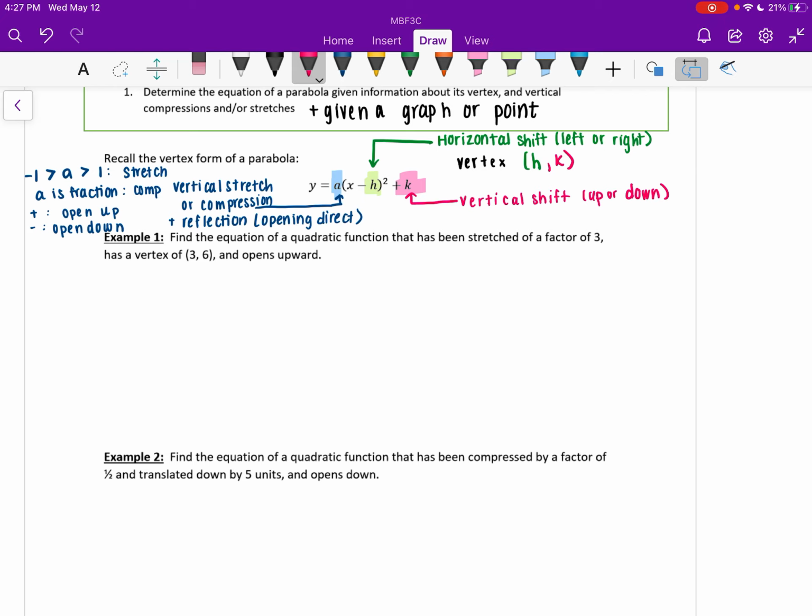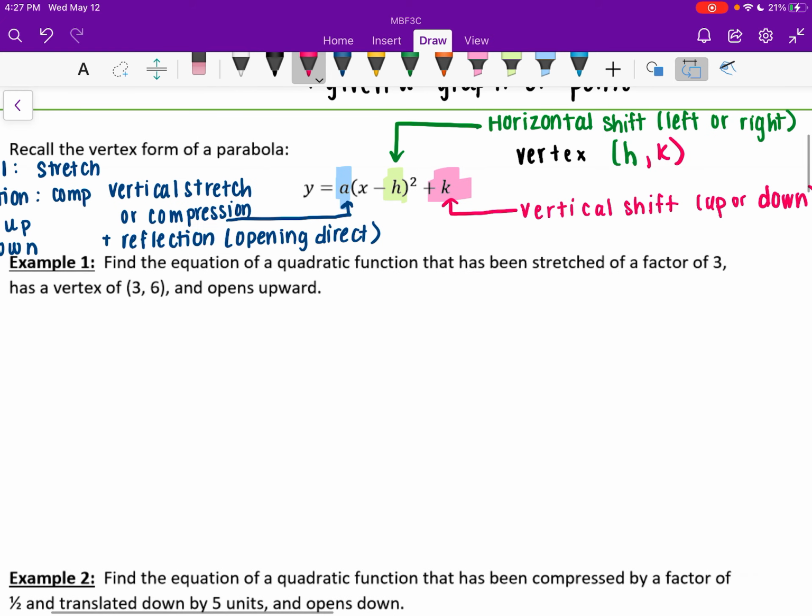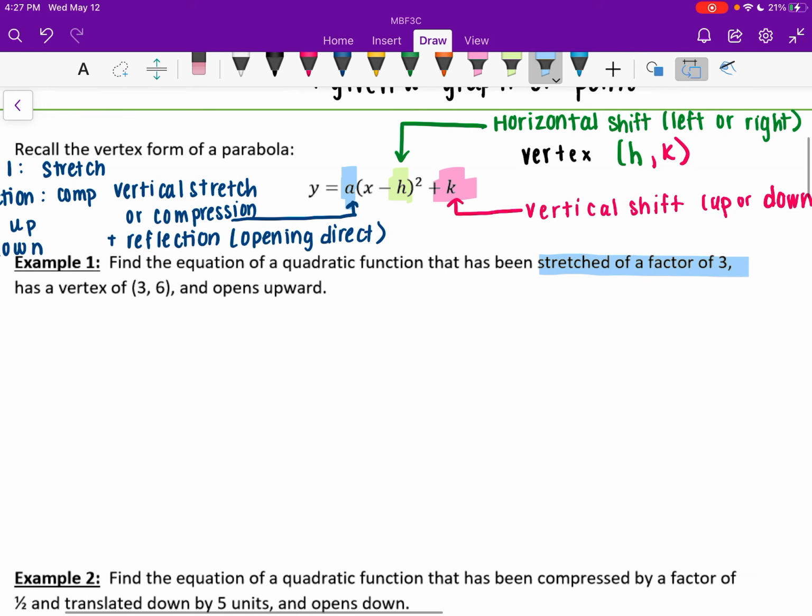So what we're basically trying to do here is convert these words into some way of understanding what it is in terms of mathematics. We're taking English and turning it into mathematics. So let's start off with this one. It says, find the equation of a quadratic function that has been stretched by a factor of 3. We know that out of a, h, and k, our stretches are represented by this a value. So I'm going to label this a is equal to 3. That's what that line is telling us.